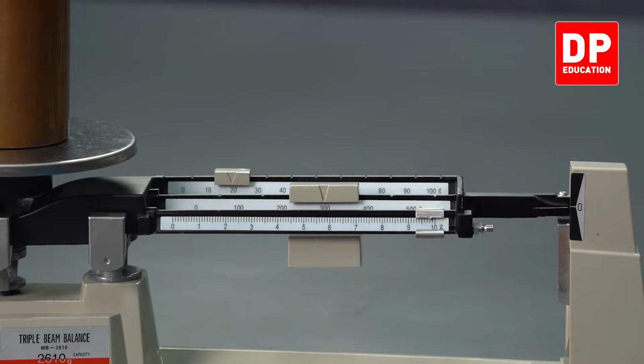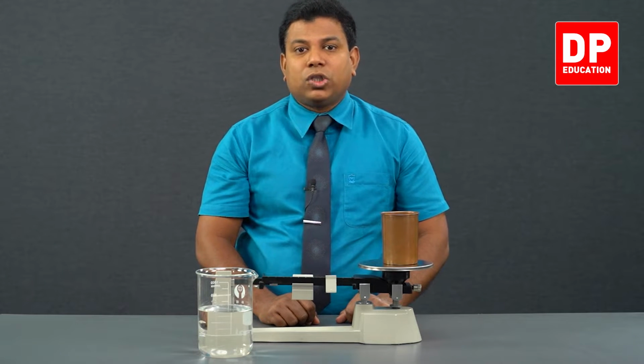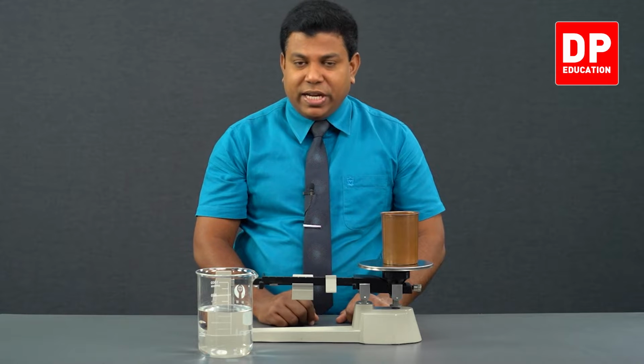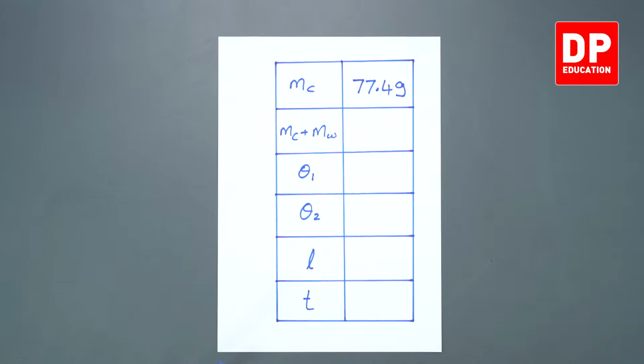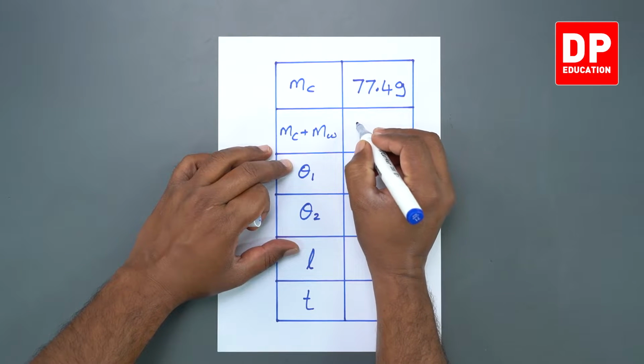Yes, it is at 329.8 grams. Let's write this down in our sheet of readings. So MC plus MW, we have got 329.8 grams.